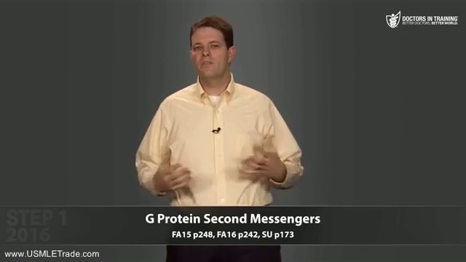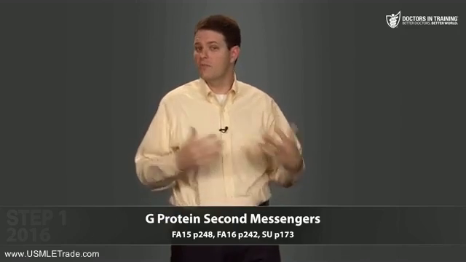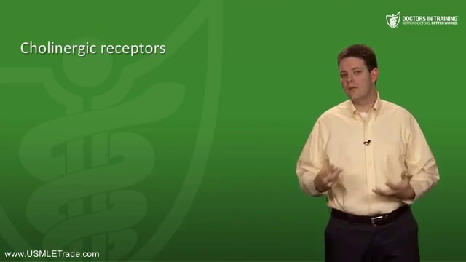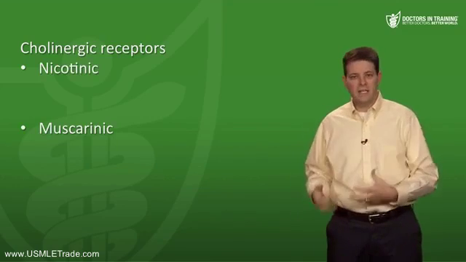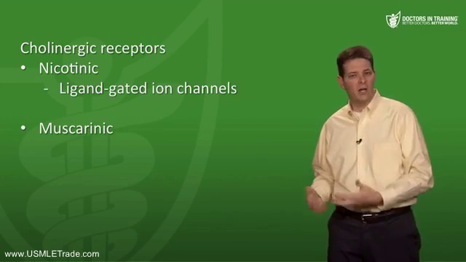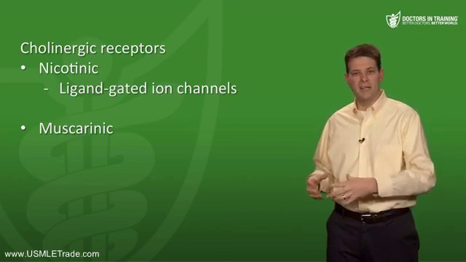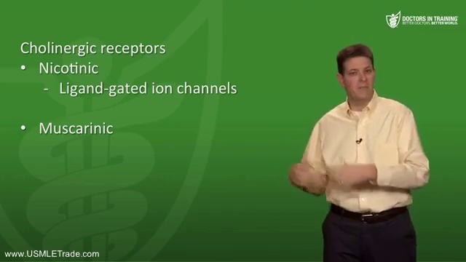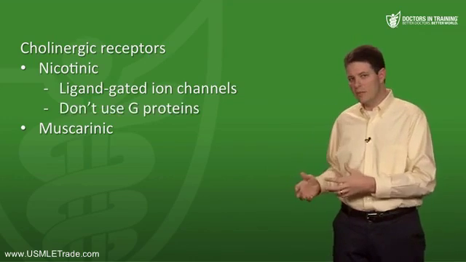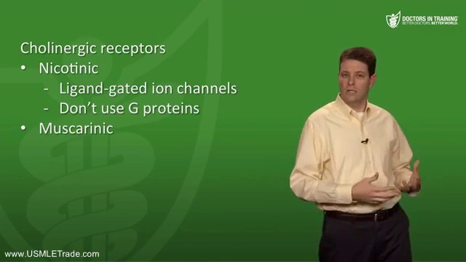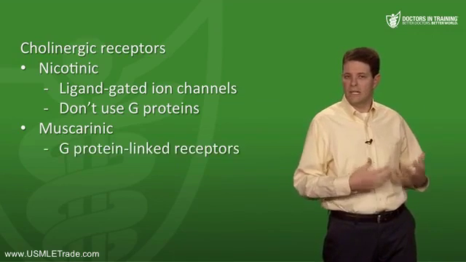So let's review some different classes of receptors and what downstream effects they have, starting with cholinergic receptors. Remember, there are 2 flavors of cholinergic receptors, nicotinic and muscarinic. Nicotinic receptors are ligand-gated ion channels. So acetylcholine binds to the receptor, and then the ion channel opens up and it lets cations like sodium and potassium enter the cell. So nicotinic receptors don't use G proteins. But the muscarinic acetylcholine receptors are G protein linked receptors.